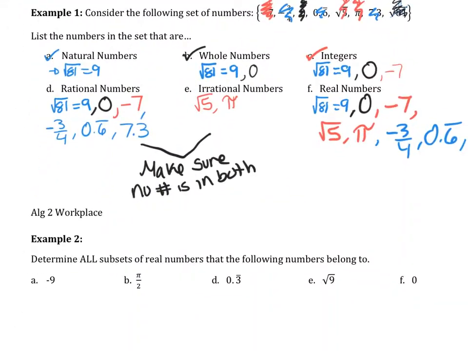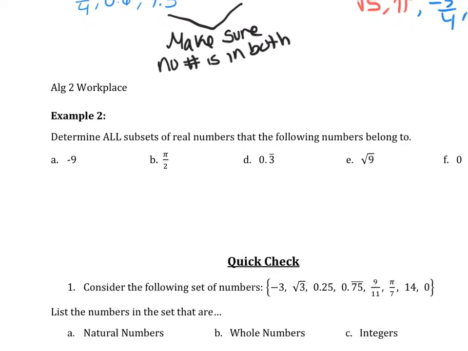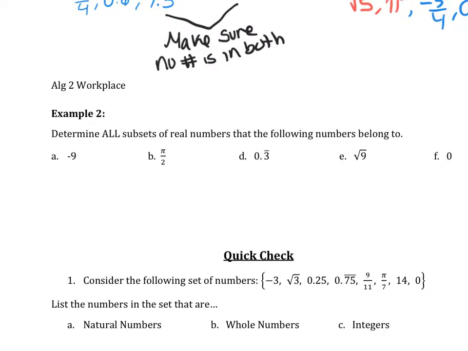Okay? So I want you guys to go ahead and try example 2. So you're going to be listing all the subsets that each number belongs to. Remember, they will have at least 2. Real and another one. Most will have more. So I'll give you a few minutes to try.